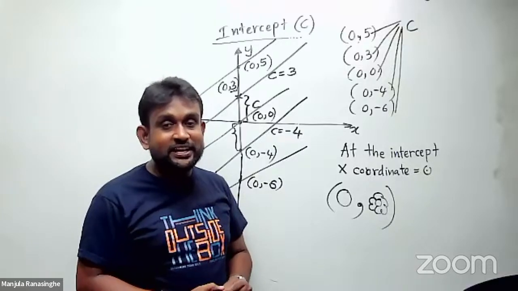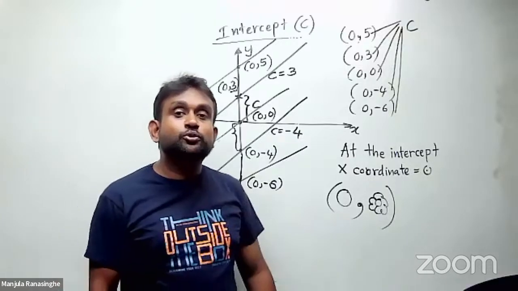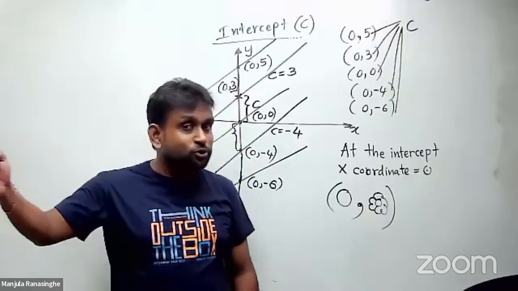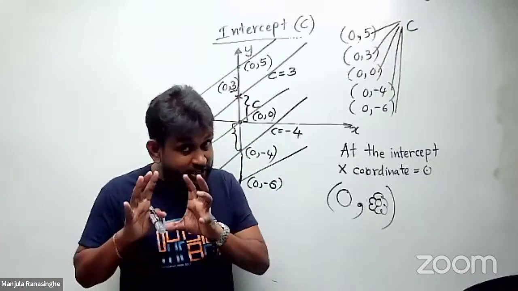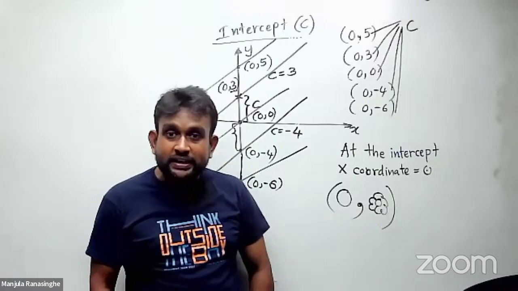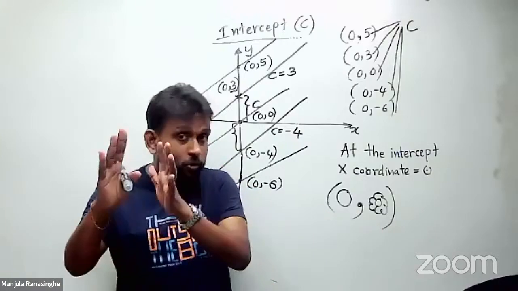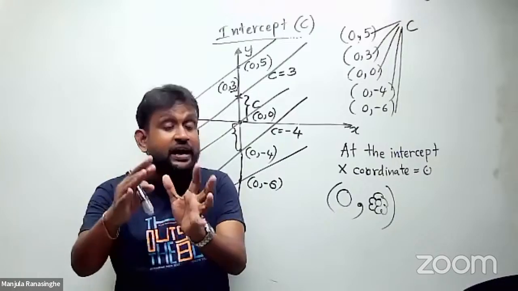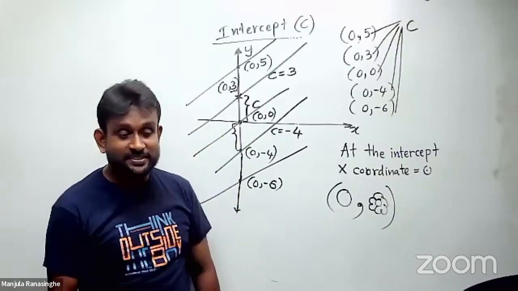In the exam, a graph passing through 0, comma 5 and 2, comma 3. So by looking at these two coordinates, you can find the intercept directly. Why? Because the coordinate with 0, comma is the intercept coordinate; the value after the 0 is the intercept.